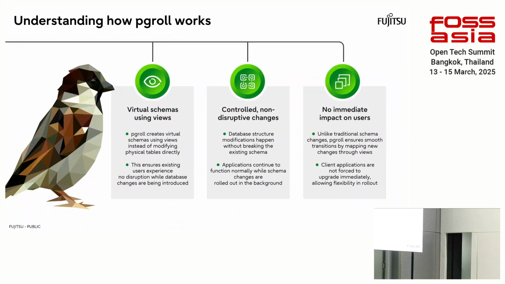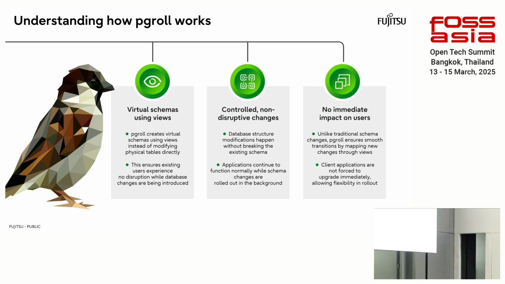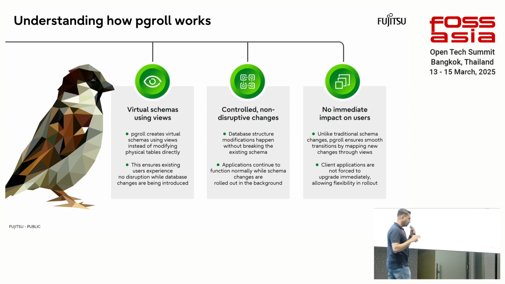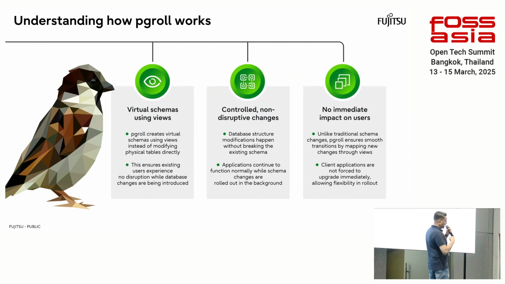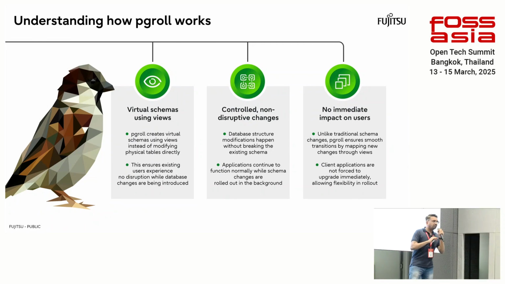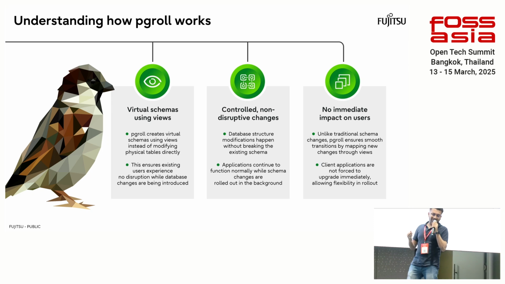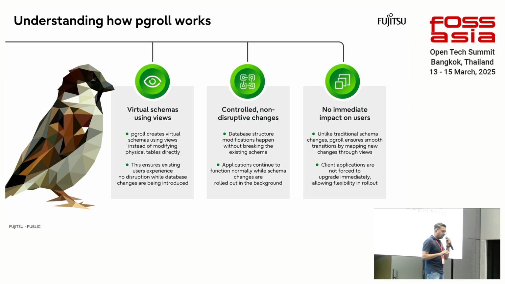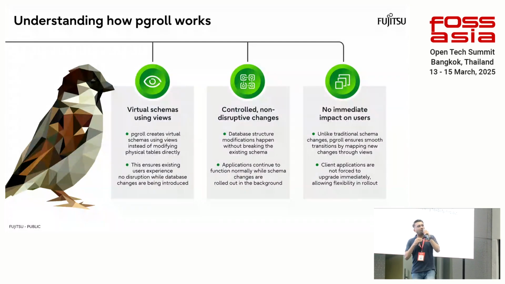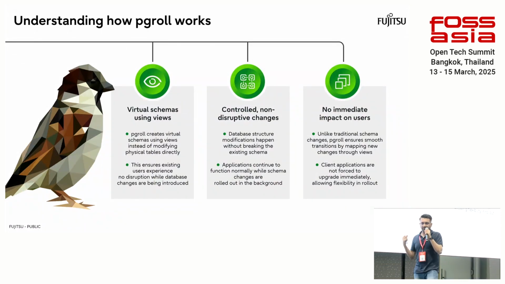Second one is the controlled non-disruptive changes. As I mentioned, pgroll makes sure that while applying your schema changes, nothing which is already running smoothly, or I would say which already exists, is going to break. This approach assures that your application can function normally while we are rolling out all the changes in the background simultaneously.